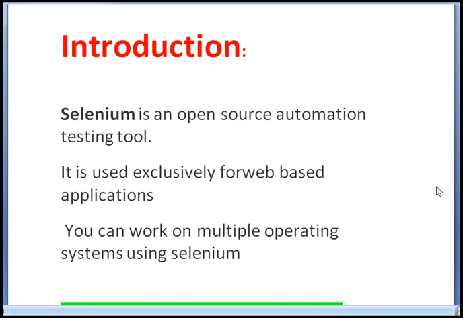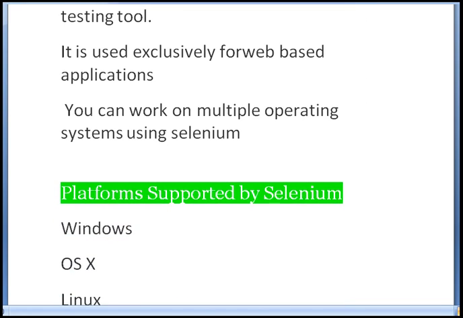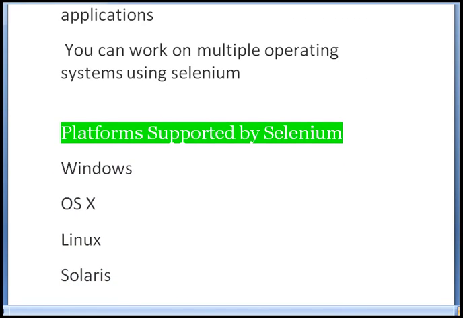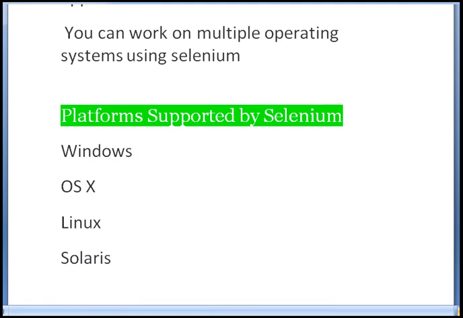If you start speaking about the features of Selenium, the first and foremost is that it works on multiple operating systems. It's not limited to Windows, you can also work on iOS. That means the platforms supported by Selenium. You can see here it's Windows, Linux, Solaris, and even iOS. So it supports multiple operating systems. That really made it stand on top compared with other automation tools present in the market.